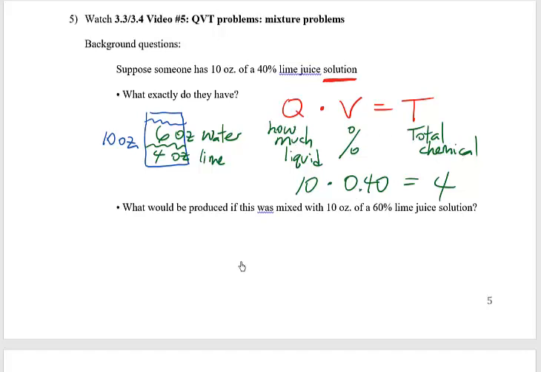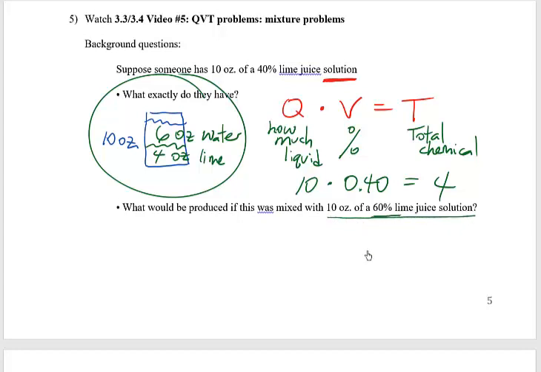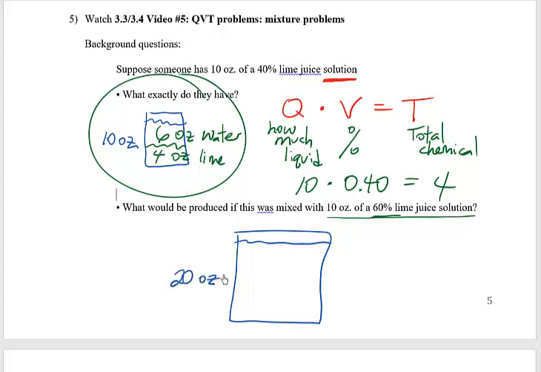Here's a second background question. What if we took this container that we had here and we mixed it with a second container that also had 10 ounces, but it had a stronger solution in it, a 60% lime juice solution? What would we end up with? Well, there's kind of two issues to talk about. Let's first think about the total liquid that would be in the container. This guy had 10 ounces, this other guy had 10 ounces, so that would mean 20 ounces total of liquid.